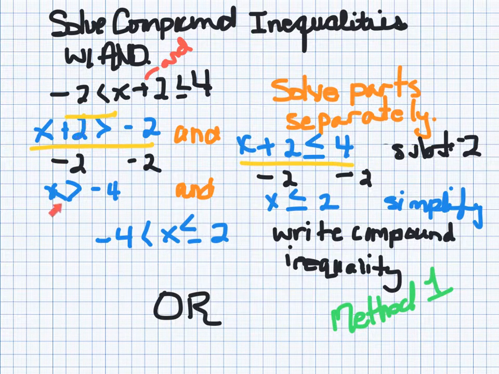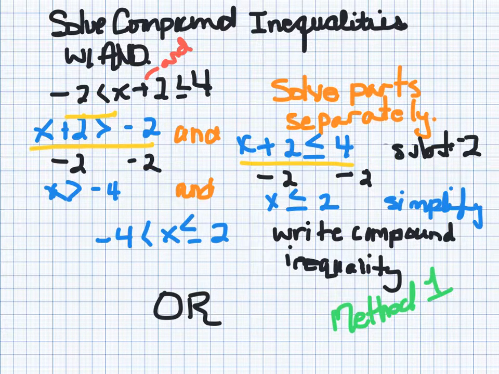When I subtract negative 2 from x plus 2, I'm left with x. And when I subtract negative 2 from negative 2, I end up with negative 4. My and is right here. Over here, x plus 2 minus 2 leaves me with x is less than or equal to, and 4 minus 2 leaves me with 2. We treated this half of the inequality and worked it out, and then we did this part. Then the answer is negative 4 is less than x, which is less than or equal to 2.